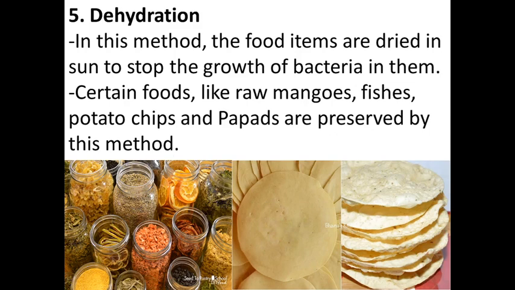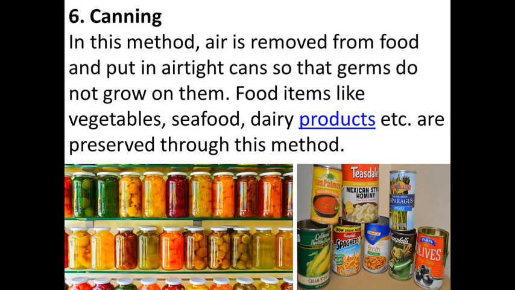Then potato chips. See, I have written here. Some fruits are also dried. And papads. So these things are preserved by using the drying method or dehydration. Anything you can write, either write drying or write dehydration. Okay. The next method is known as canning.